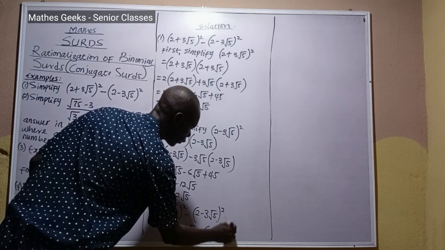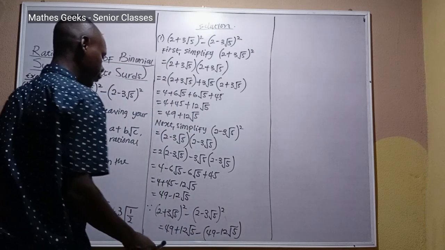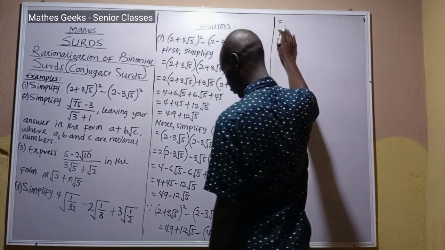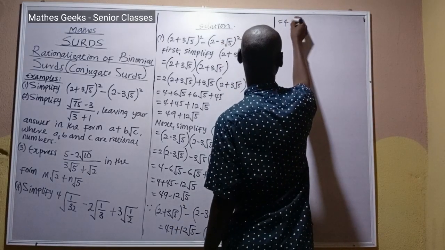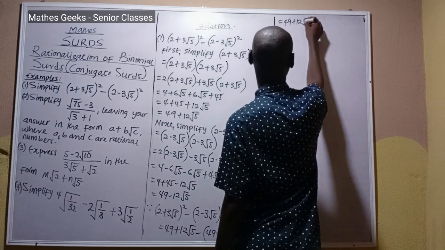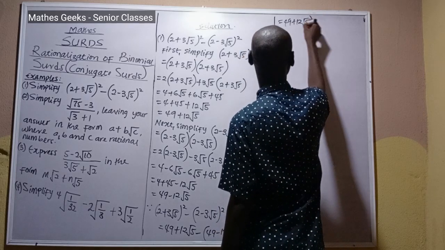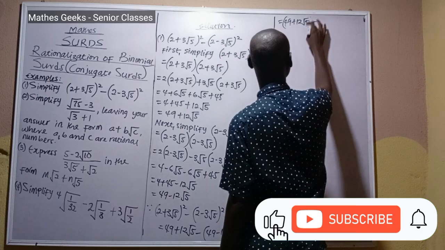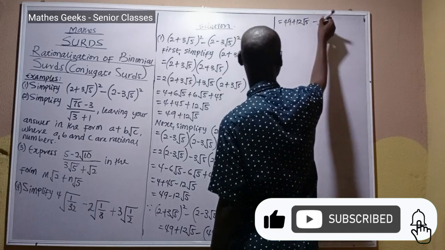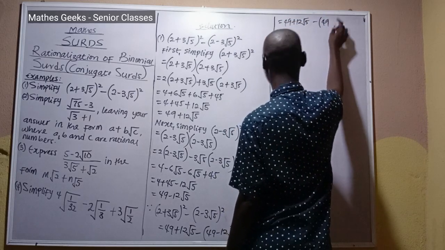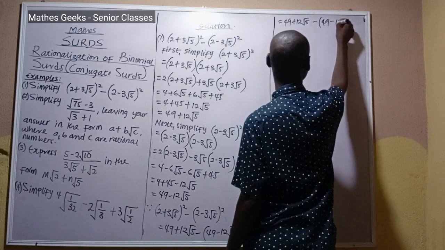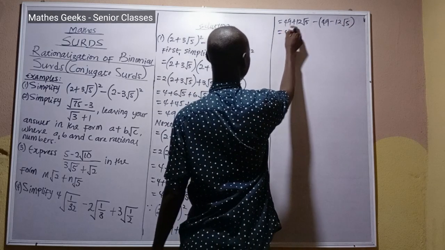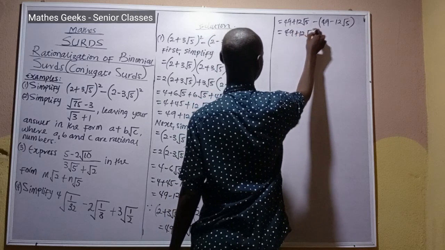49 minus 12 root 5. Let me write it here, and that's equal to 49 plus 12 root 5. Okay, let me write it again: minus 49. There's no need to put it inside brackets. Minus 49 minus 12 root 5. So it's 49 plus 12 root 5.